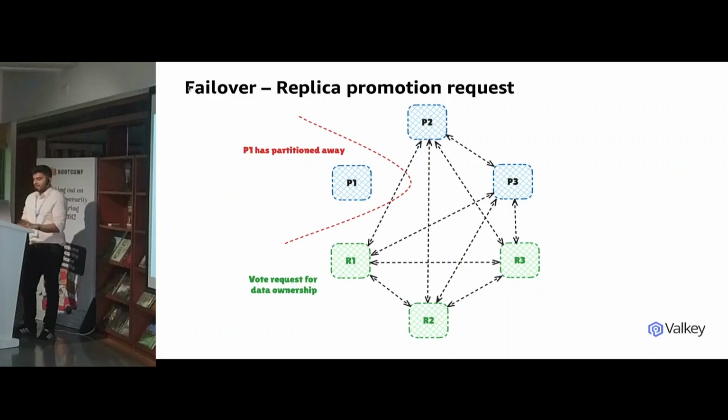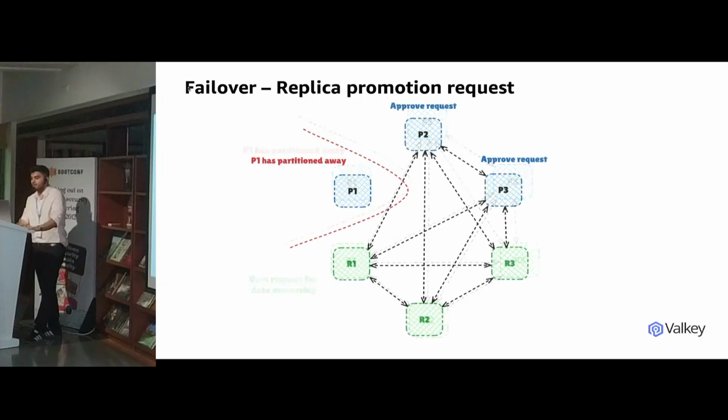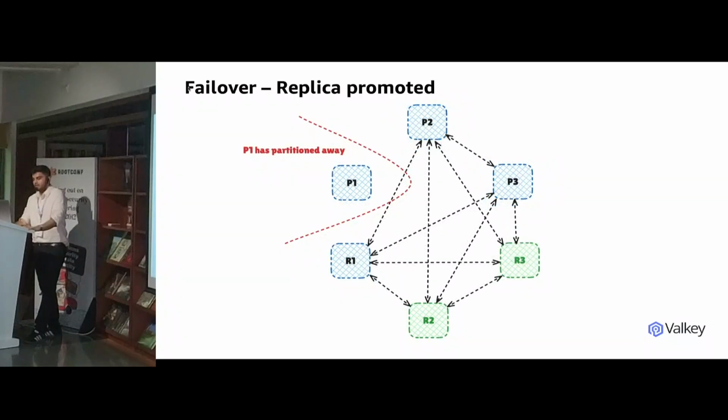Over here, like I have already mentioned, there are 3 primaries and 3 replicas. One primary is down, but there are still 2 active primaries who can take the decision. So P2 and P3 receive this voting request and they see that P1 is down and R1 is healthy, so it could be promoted, and they approve the request. Once R1 receives that it has been approved, it would promote itself to become the primary of that shard, and it will be able to serve write traffic.